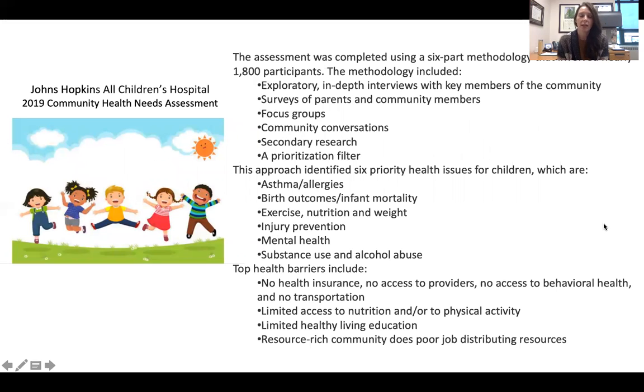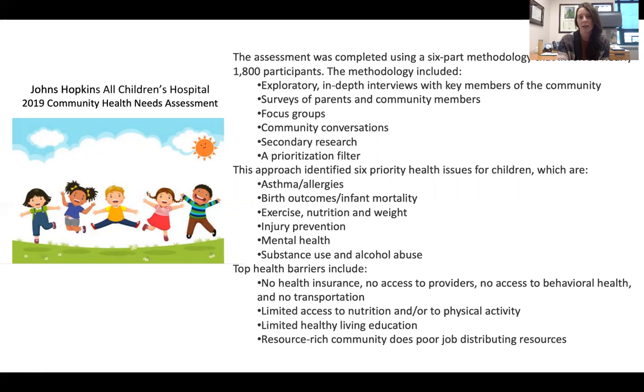So I'll send this out in the update this week, but I'm going to be including Johns Hopkins for their All Children's Hospital, their 2019 Community Health Needs Assessment, which is really straightforward. It's only 9 pages. It is written for a very broad audience, anybody should be able to pick it up and look at it and understand it.